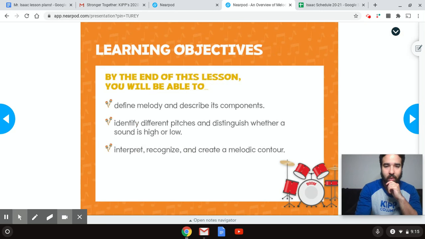Again, our learning objectives: define melody and describe its components, identify different pitches and distinguish whether a sound is high or low, and interpret, recognize, and create a melodic contour.